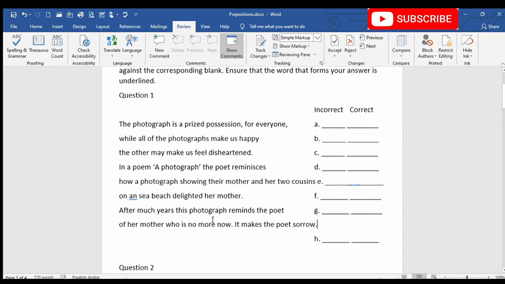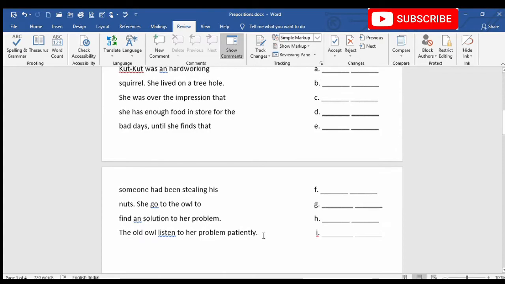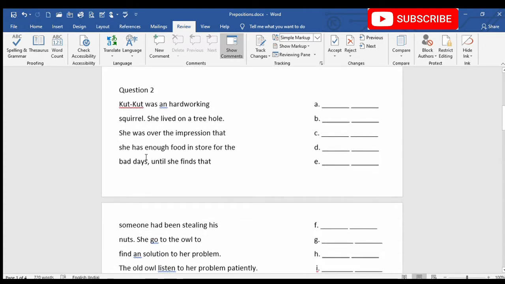So you have noticed, students, that in every line we found just one mistake, and what we are doing is writing the wrong word first, and then in the next blank you are writing the correct word. So this is how you are writing the answers, and this is what you have to do in your exam also. Now let's do question number 2.